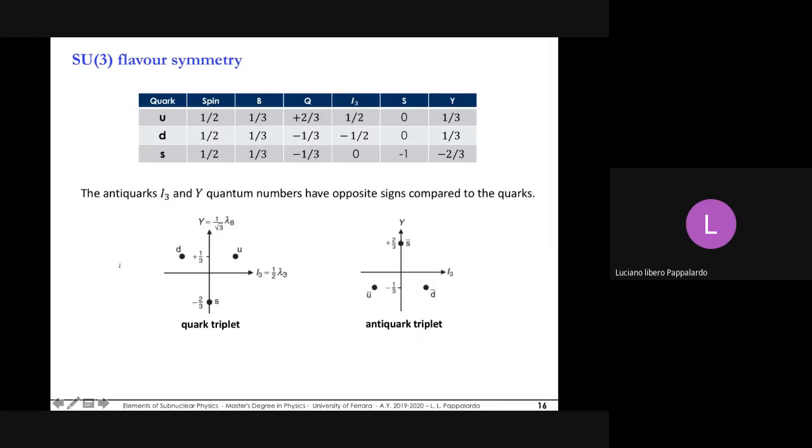For the antiquarks, I3 and Y quantum numbers have opposite sign. It's like electric charge, so they swap sign. So when we now want to represent the antiquark flavor triplet in this hypercharge and third component of isospin space, now the strange quark comes here. So it still has 0 isospin, but now the hypercharge is plus 2/3, and then up and down will swap. So now the anti-up has minus 1/2 for the isospin and the anti-down has plus 1/2, and both still come with minus 1/3 for the hypercharge.